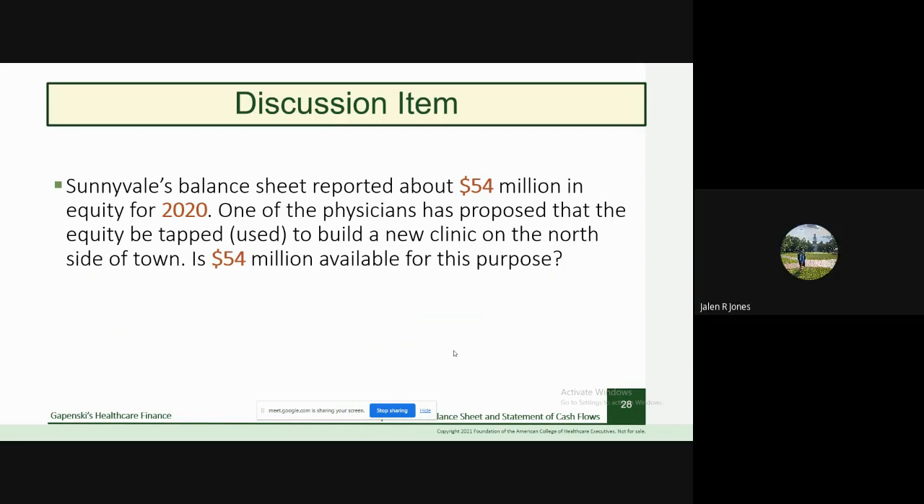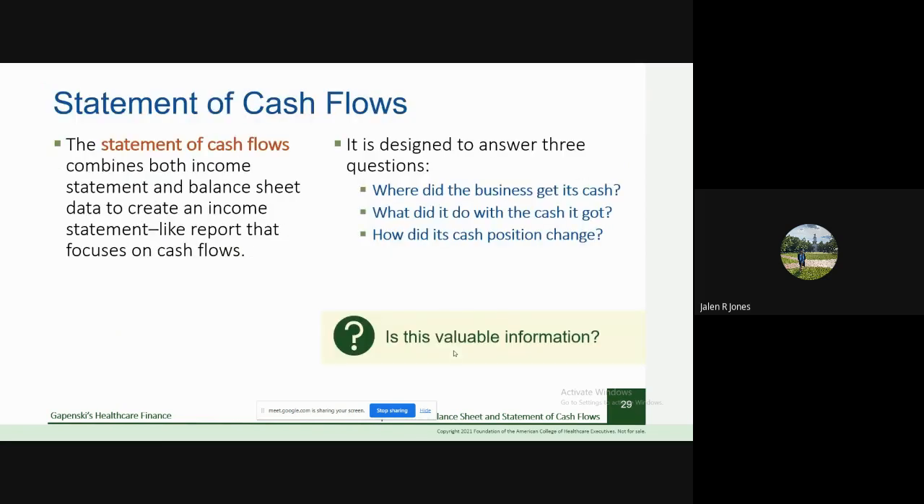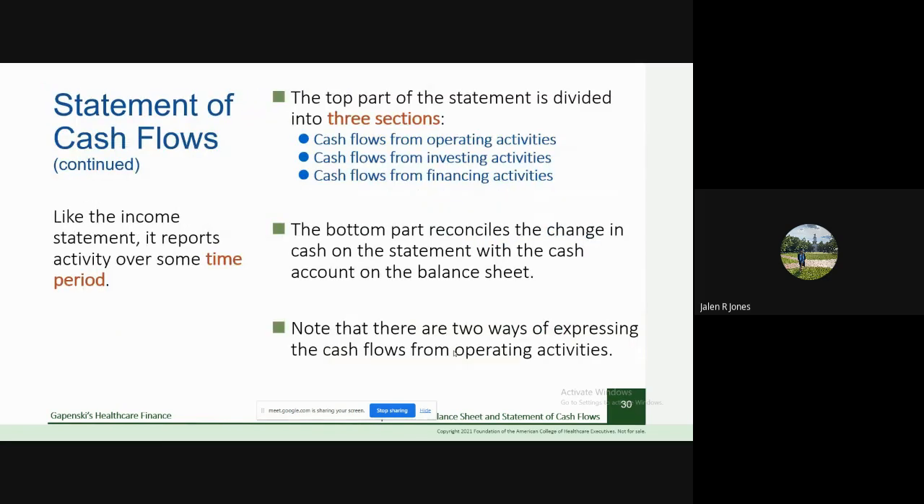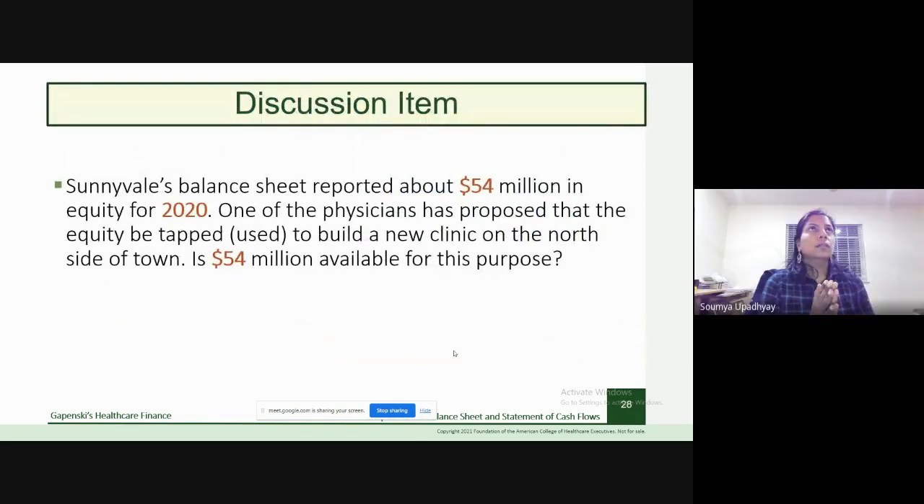I think that first and foremost, it would be irresponsible to use all of one's equity on one investment, because then you can't invest the money into anything besides the clinic. Yes, but just think about the money aspect of it, and think about whether this money is a current asset or is it a long-term asset?